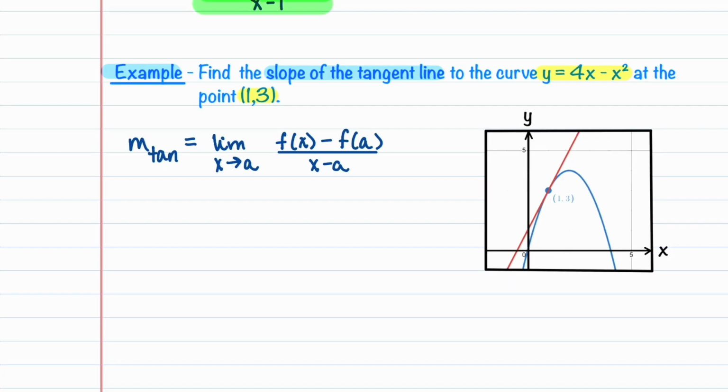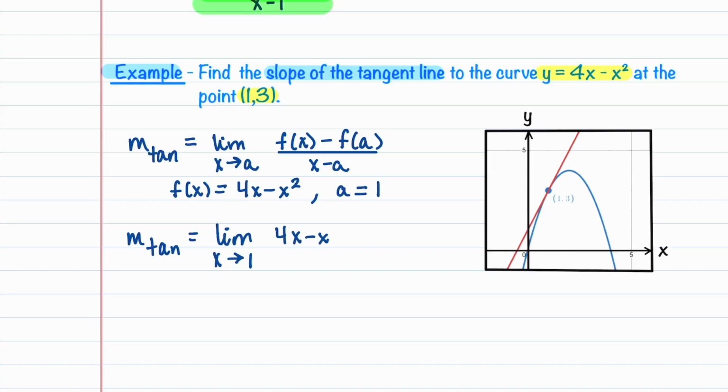We're now going to substitute in that f of x is 4x minus x squared, and a is the x value of the point where we want to find the slope, and that's equal to 1. The slope of our tangent line is then the limit as x approaches 1 of f of x, which is 4x minus x squared, minus f of 1, which is going to be 4 minus 1. We just substitute in that x is equal to 1, and then we're going to divide all of this by x minus a, which is x minus 1.